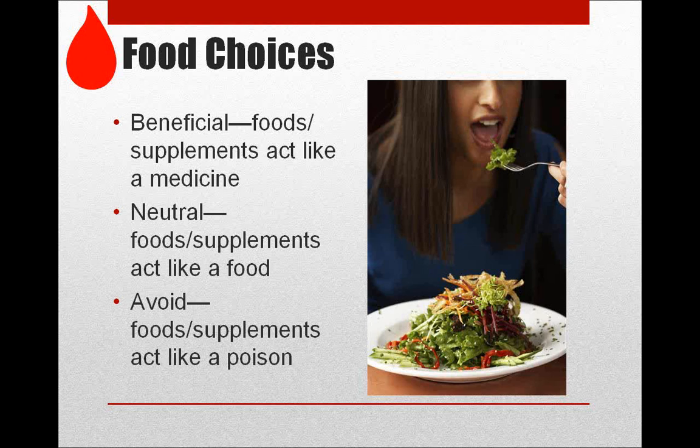Neutral foods are just your foods or supplements that act like food. So you are getting calories from them. They don't help make a barrier with oxidative stress. They don't really trigger the immune system to perform better or anything. They're just fuel. And then the avoids are the ones that act like a poison, or they cause the stickiness or agglutination in the blood. And there are different factors in each of the foods that can cause this.